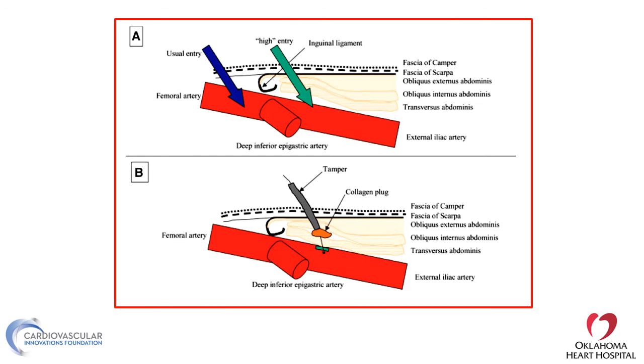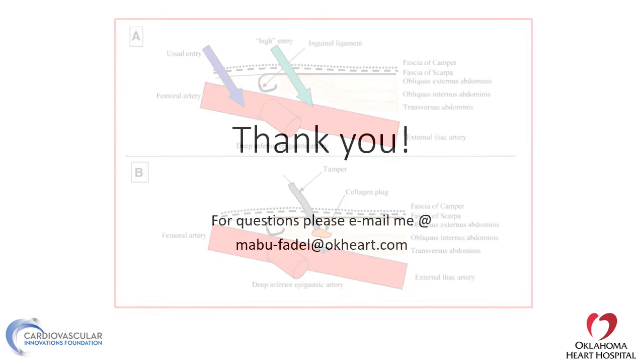Of course, if you have high access, do not try to put an Angio-Seal. This has been correlated with increased retroperitoneal bleeding because the collagen plug can be attached to the striated muscles of the abdominal wall and you don't have a good seal with Angio-Seal.